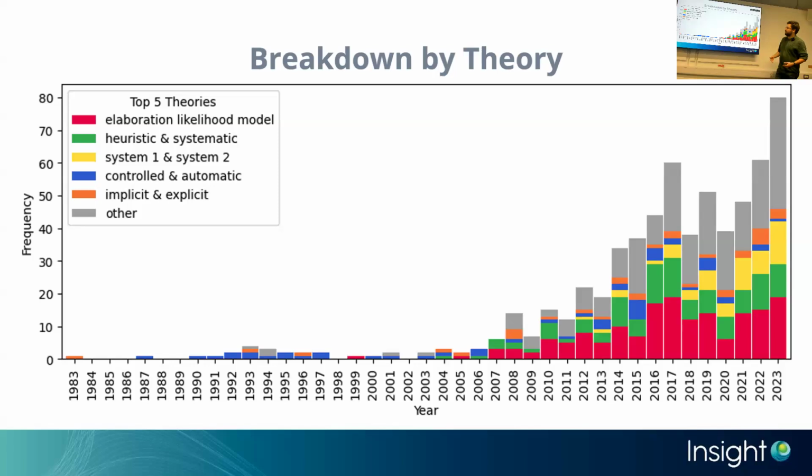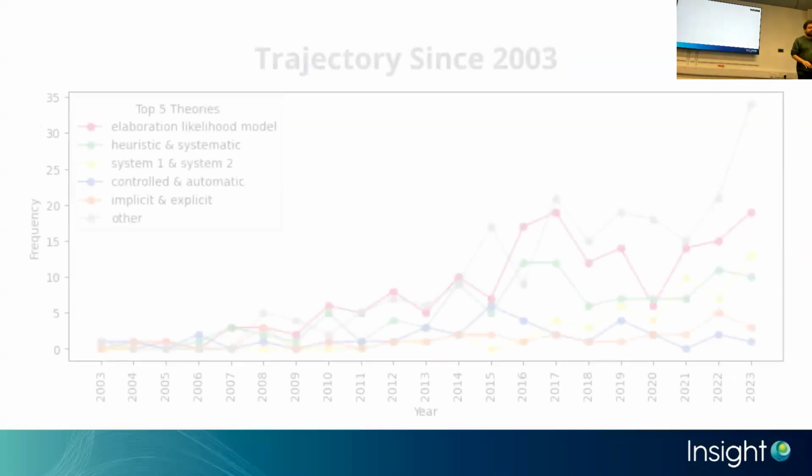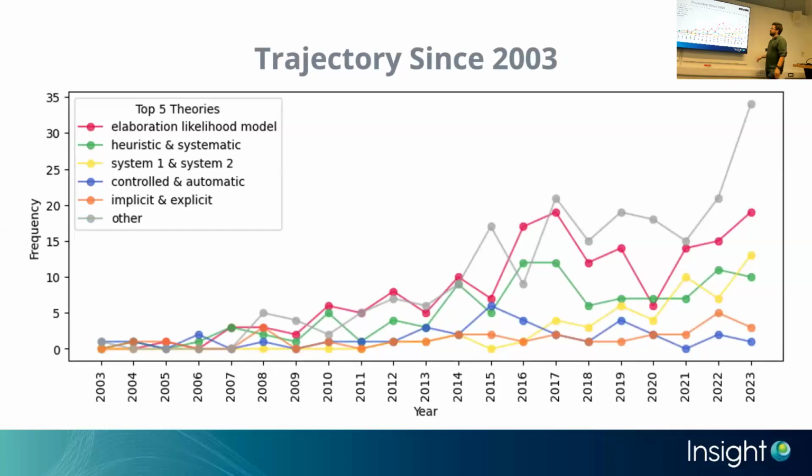So I think people are referencing even more theories that maybe I haven't heard of, or just different or more specific to the certain context there. But if we look over time, it looks like the only ones that are really going up are elaboration likelihood model, heuristic and systematic, and System 1 and System 2, even though I feel like type 1 and type 2 should be more than this one, but what can you do? And then other is also going up. So it looks like the problem is getting bigger and that people keep using different theories.